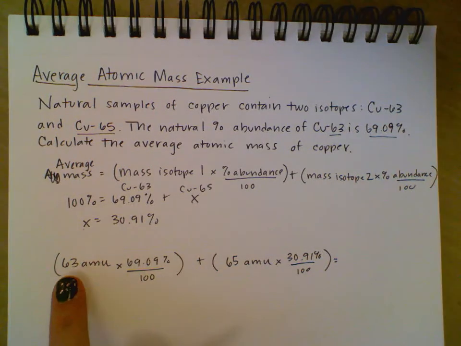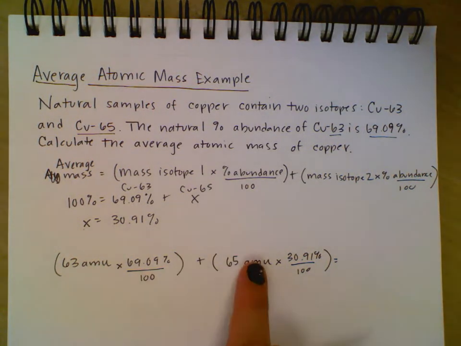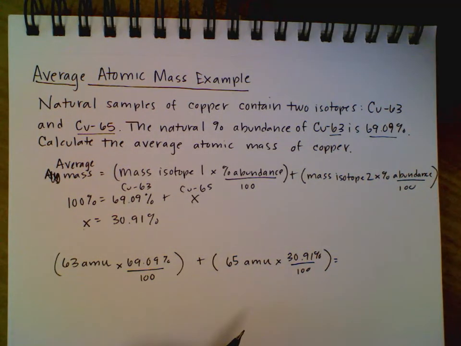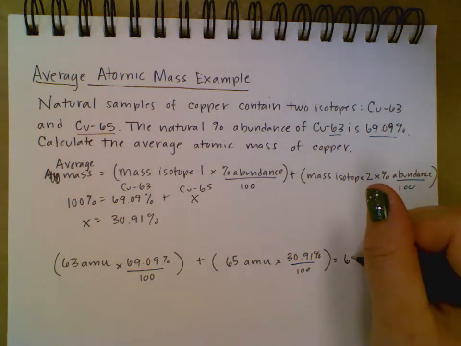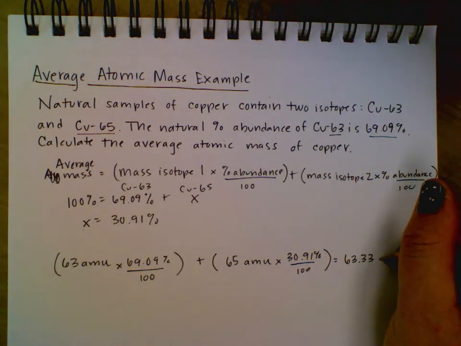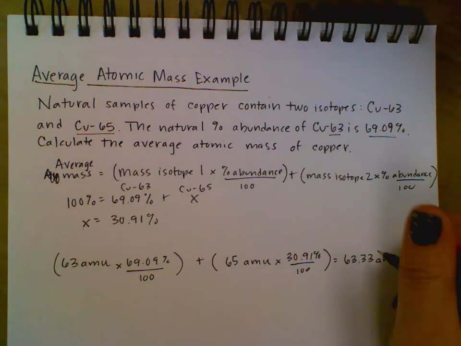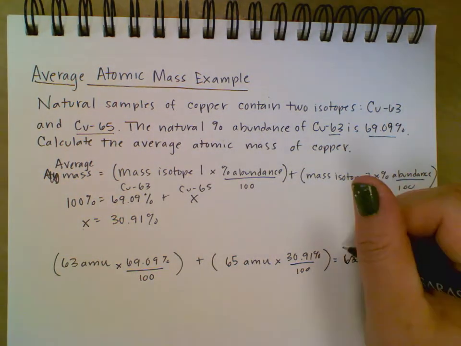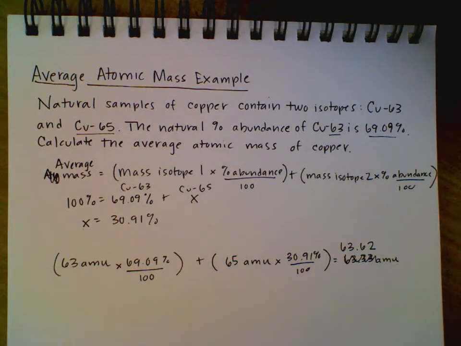So you can either put this into your calculator directly like this and add them together, or you can get two individual numbers. It is kind of up to you. And then when you put those into your calculator, you should get 63.32 AMUs. Okay, so that's your average atomic mass for that. Oops, I'm sorry, not 63.33. I can't read. 63.62 AMUs. Hopefully that's better. You're like, lady, you're crazy.